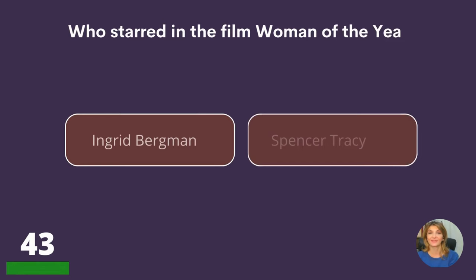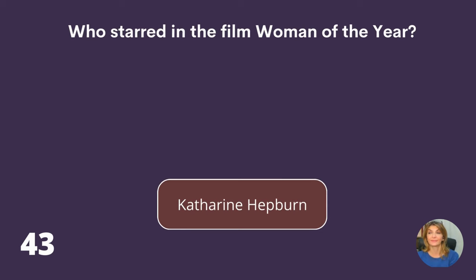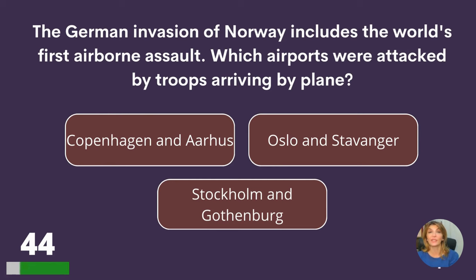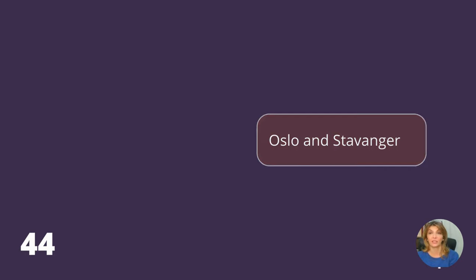Who starred in the film Woman of the Year? Ingrid Bergman, Spencer Tracy, or Katharine Hepburn? Katharine Hepburn. The German invasion of Norway includes the world's first airborne assault. Which airports were attacked by troops arriving by plane? Copenhagen and Aarhus, Oslo and Stavanger, or Stockholm and Gothenburg? Oslo and Stavanger.